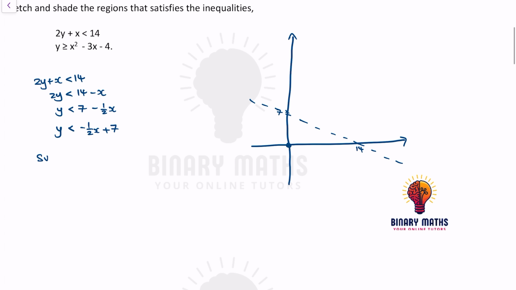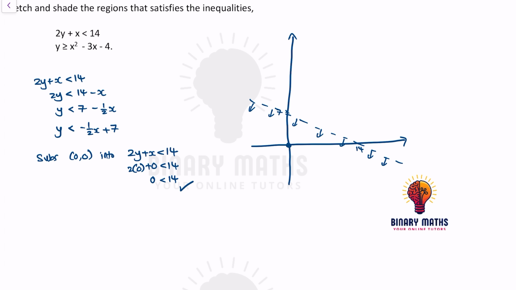So substitute 0, 0 into 2y plus x is less than 14. So you get 2 times 0 plus 0 is less than 14. On the left-hand side, you get 0. Is 0 less than 14? Is that statement true? Yes, it is. That means you want the side that contains the origin, which means you want this side. So this side is in your region.